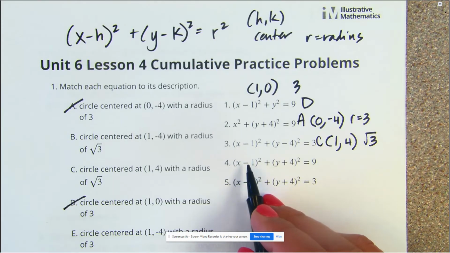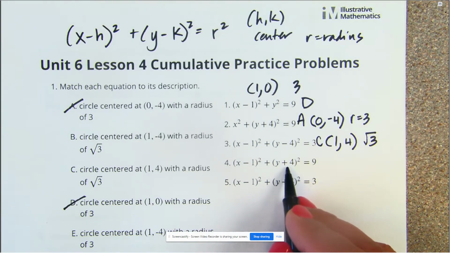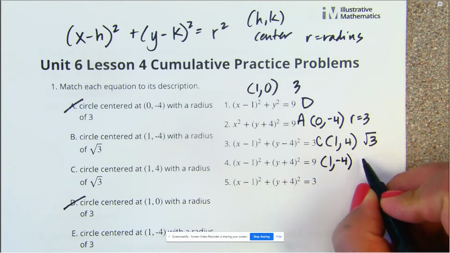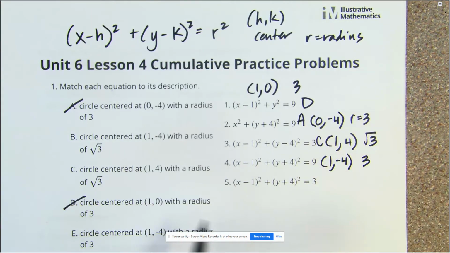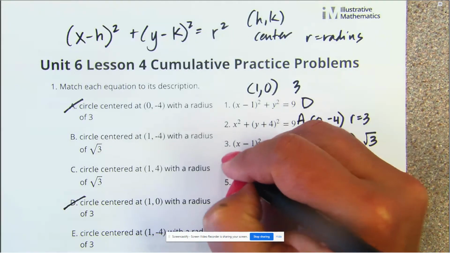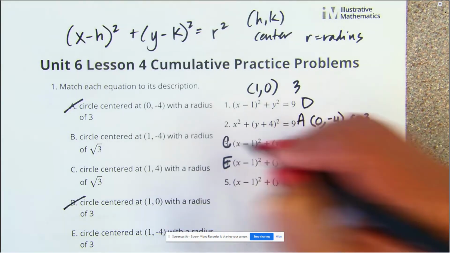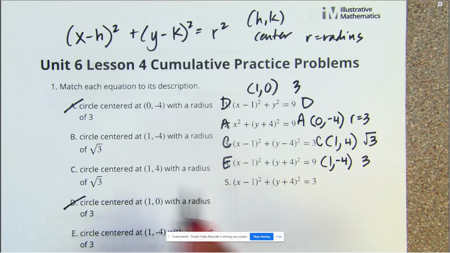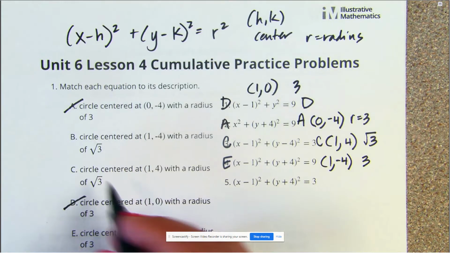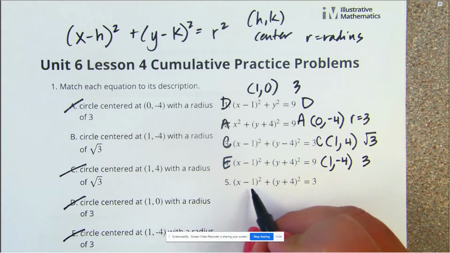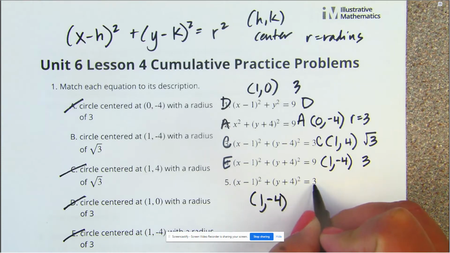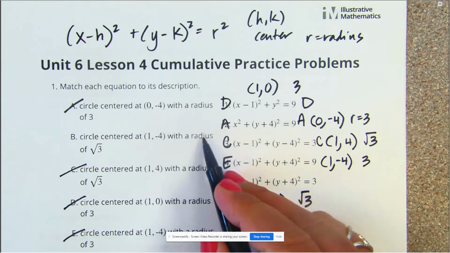What do we got here? 1, that's a positive, means it's negative. So this is (1, negative 4), square root of 9, 3. (1, negative 4) with a radius of 3. I'll put them over here. And that leaves this one. Let's just make sure it's right here. D, A, C, E. The center is (1, negative 4). The square root of 3 is the square root of 3. D.